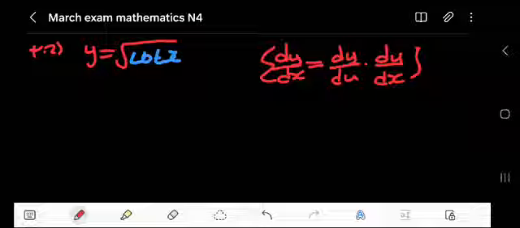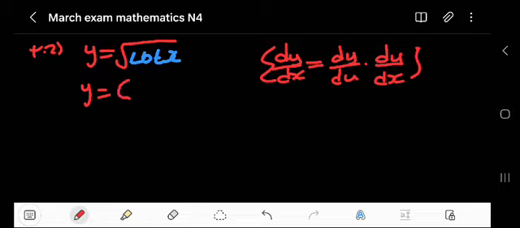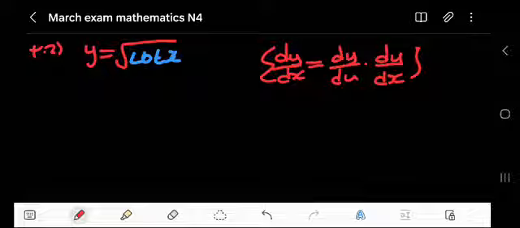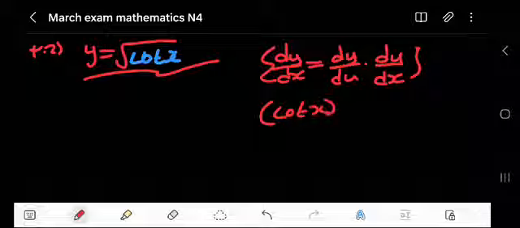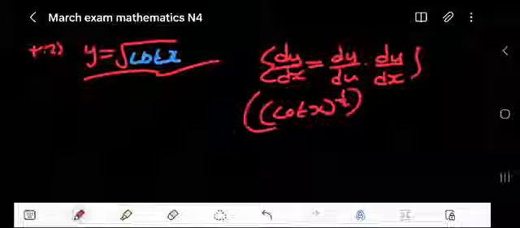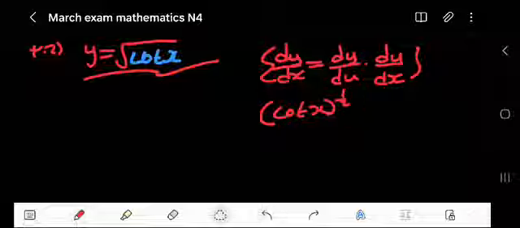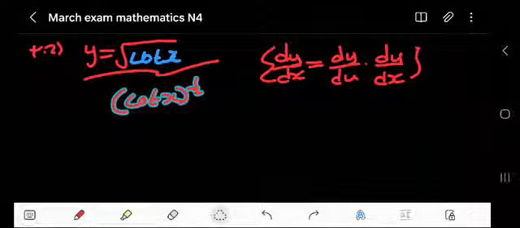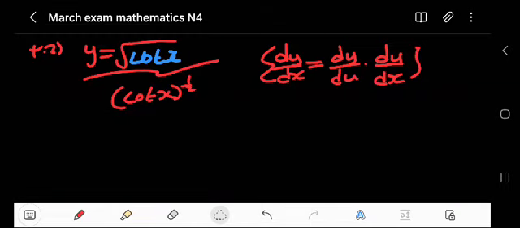All right, let me just rewrite this. It is the same as cot x raised to the power of 1 over 2. You remember most of the laws of exponents. You can rewrite it in this format, that is our y. You have not changed anything there.